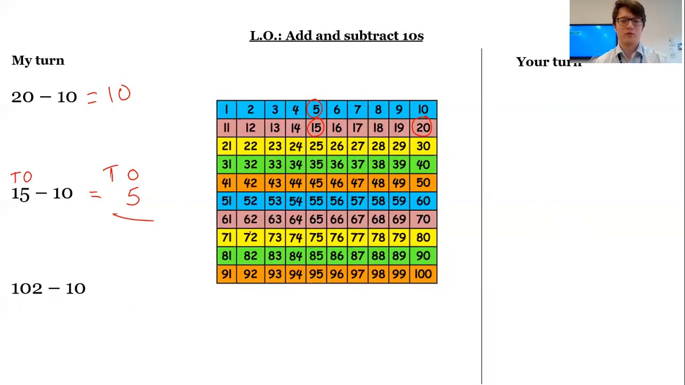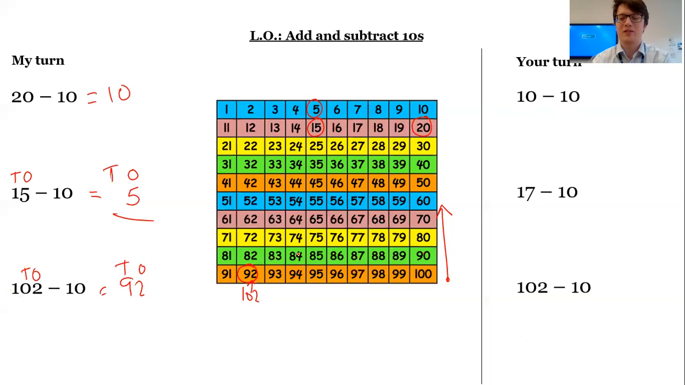And 102 subtract 10, well, if I know 100 subtract 10 is 90, I'm good at counting back, remember, we've got to practice counting back in our tens. 100 subtract 10 is 90, then 102 subtract 10 is going to be 92. Again, the ones column has stayed the same, but now I've gone from 10 tens, or 100, and no tens, 10 tens to 9 tens. So final bit of practice, pause the video.